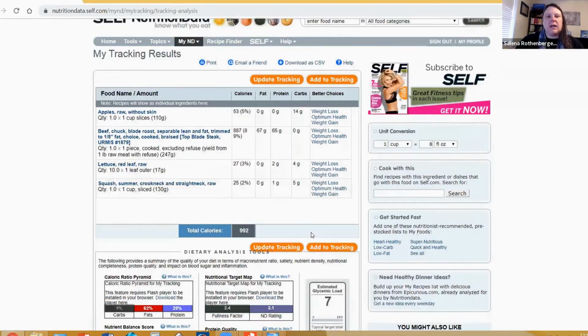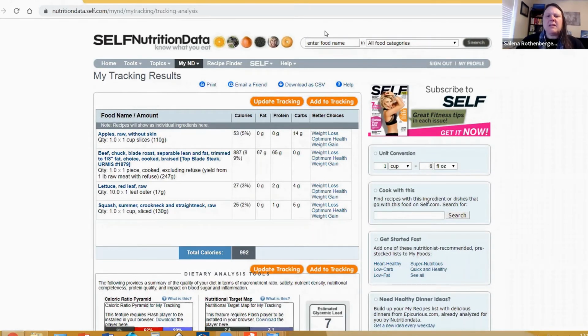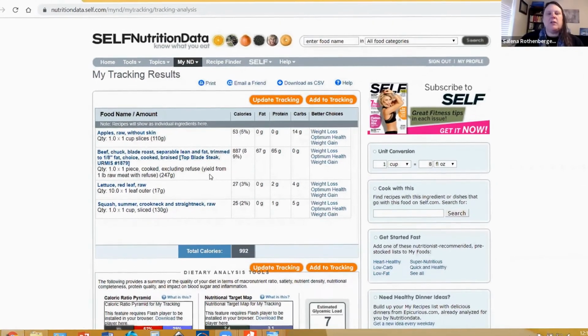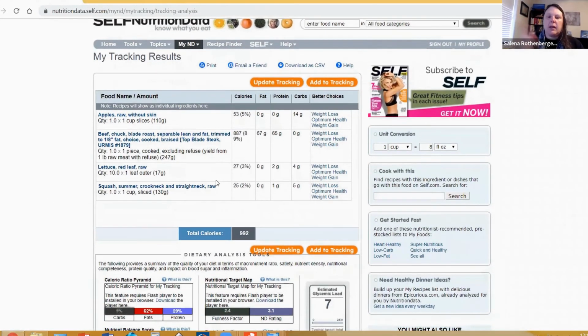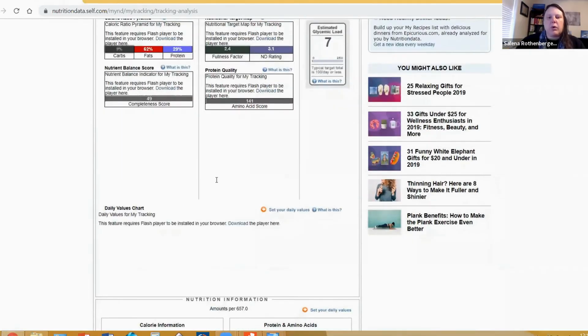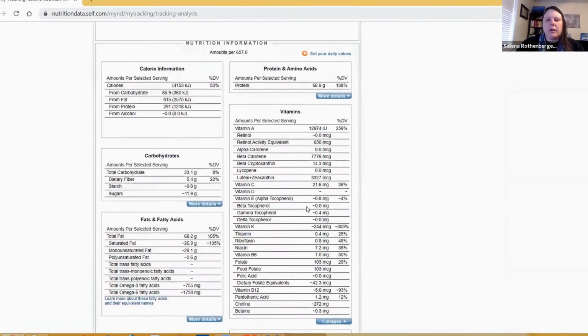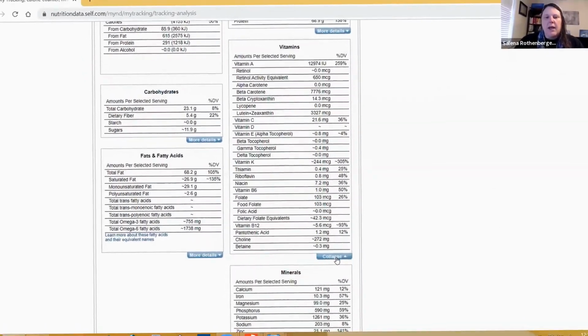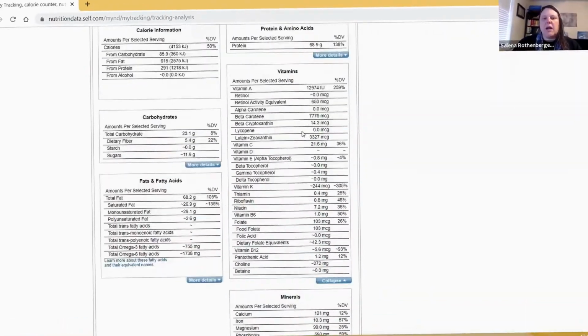So nutritiondata.self.com, it's free. You basically enter in your foods, you add them to tracking, and then you get your list of foods that you've eaten for the day, and then you go down and you click Analyze Tracking, and then this will give you a report like this. If you scroll down on your screen, you've got to click More Details, and it will give you all the breakdown of your micronutrients.